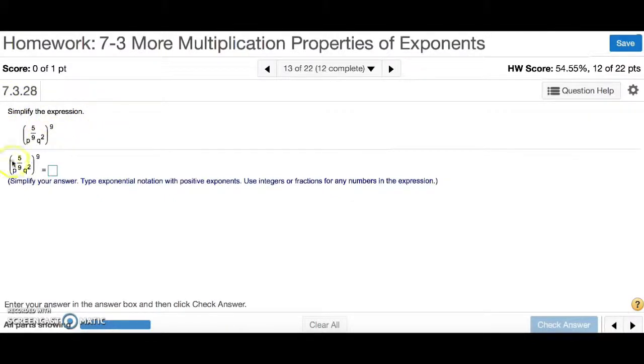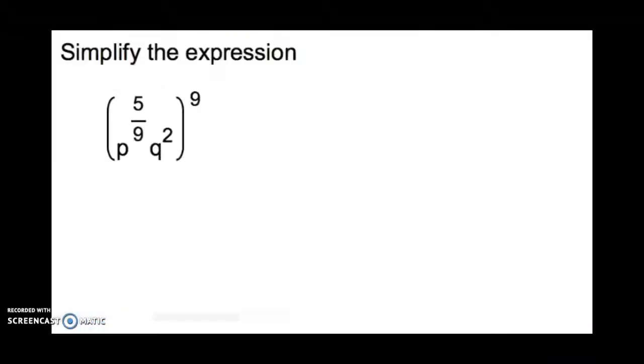All right, number 13. We are again raising everything to a single power, so let's take a look at it. So I have no negative exponent this time. So that means all I simply do is raise each of these exponents to the power. So I multiply them together, so 5 over 9 times 9 is just going to be 5. Whenever you multiply a fraction by its denominator, you're just left with the numerator up top. When you multiply 2 times 9, you get 18. So I'll have first p to the 5 and q to the 18. So that would be my answer.